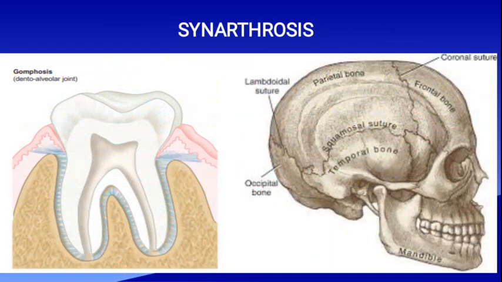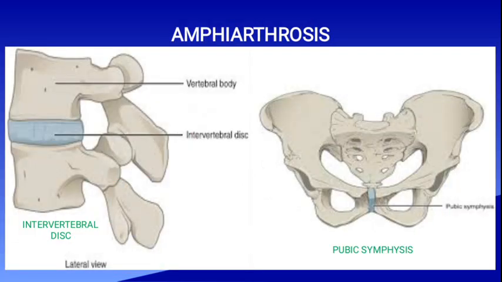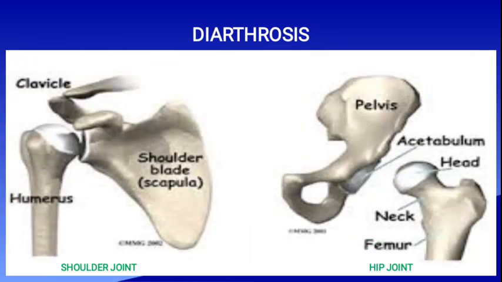So you can see the image of a synarthrosis here: gomphoses and sutures of the cranium. And then next you have amphiarthrosis, the intervertebral disc and pubic symphysis. And then next you have diarthrosis, that's shoulder joints and hip joints.